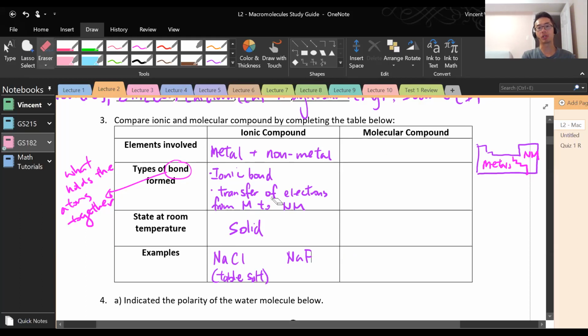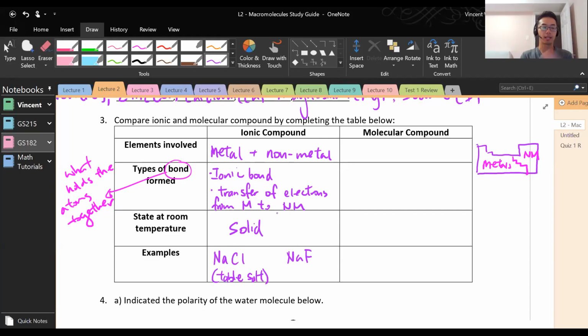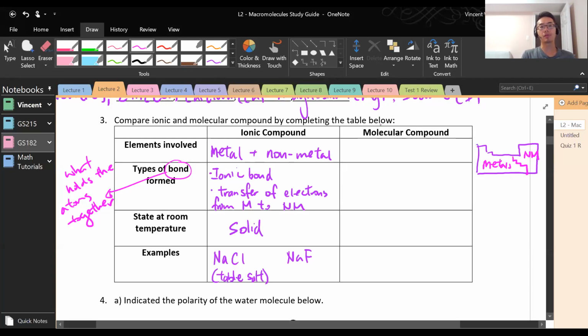So you can create any combination as long as it's metal with a non-metal. Calcium chloride, a bunch of other examples. On the other hand, molecular compounds are what you form when you take a non-metal and combine it with other non-metals only. In this case, instead of forming an ionic bond, you're going to form what we call a covalent bond.